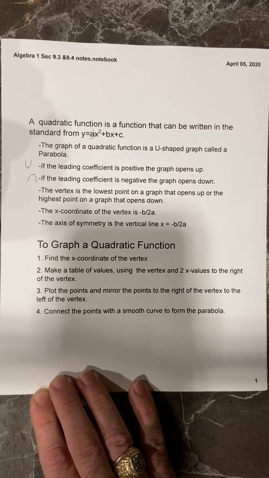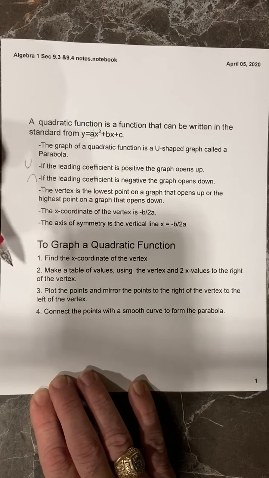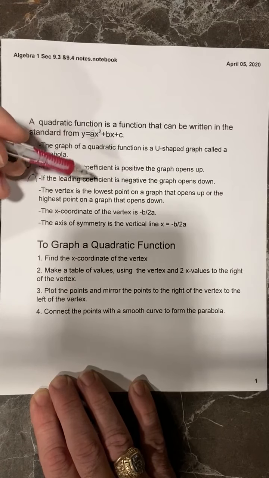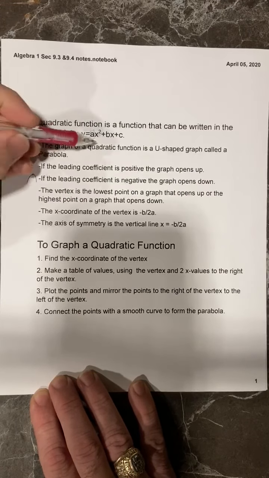And the x-coordinate of that vertex, so if we're trying to figure out where that vertex is, we know the x is going to be the point negative b over 2a. So our x value at the vertex is going to be the b value, the term in front of the x, the negative version of that, over 2 times whatever our coefficient is in front of the x squared.